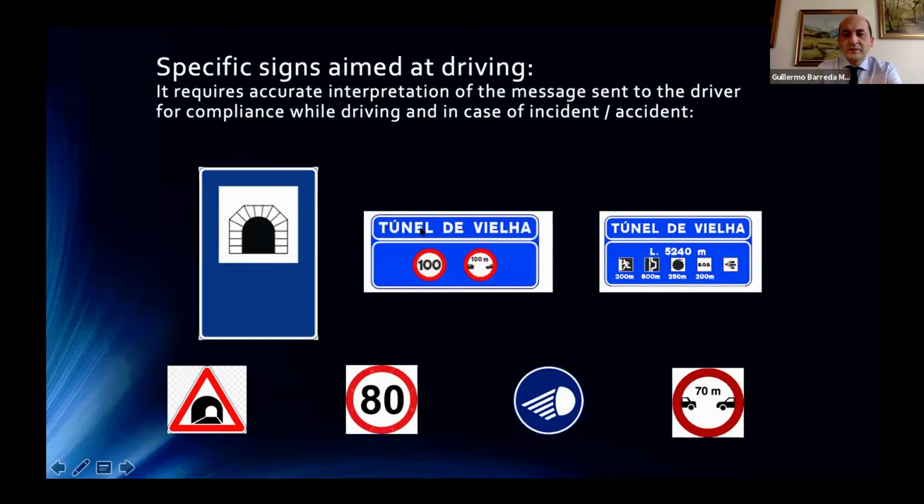The next one shows the name of the tunnel, the speed limit inside the tunnel, and the safety distance to keep inside the tunnel at all times. The next sign gives us lots of information in this case. We can see here that in 200 meters, we can find an emergency exit for pedestrians. And here that we have a refuge area for emergencies at 800 meters.